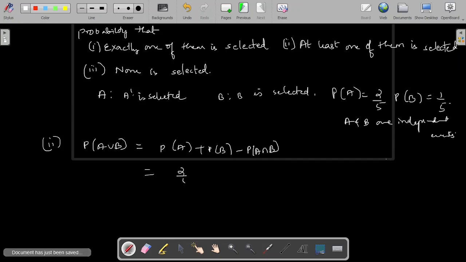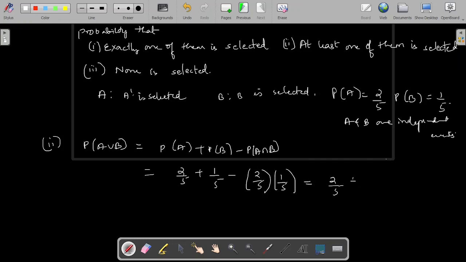P of A is 2 by 5 plus 1 by 5 minus, how to find P of A intersection B? As A and B are independent, P of A intersection B is P of A into P of B, which is 2 by 5 into 1 by 5. So this gives you 2 by 5 plus 1 by 5 minus 2 by 25. So this is equal to 10 plus 5 minus 2 by 25 is equal to 13 by 25. This is the probability.